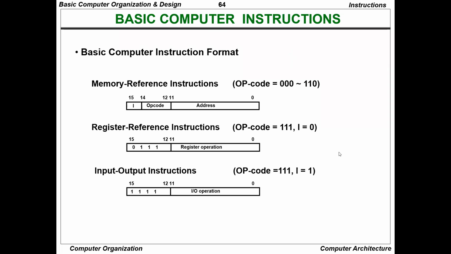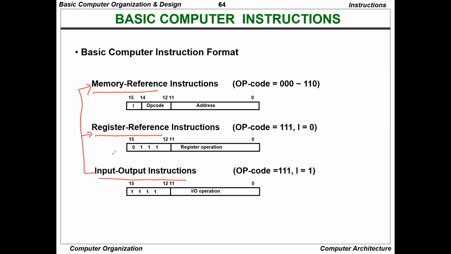Now we want to understand, some students are confused still, how does the CPU know what is going on and what is not going on. So we have three types of instructions. One is called memory reference instruction, one is called the register reference instruction, and one is called the input output instruction. Right. So how do we differentiate between these three types of instructions?